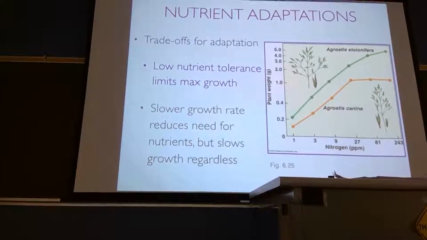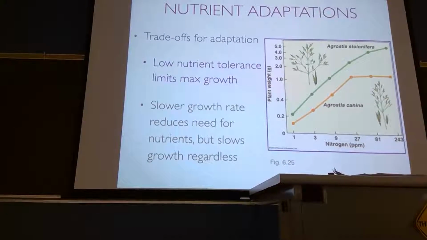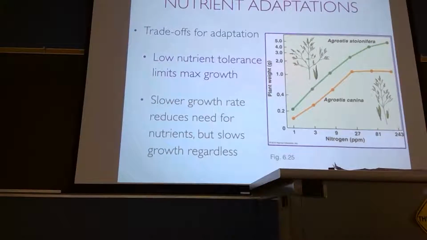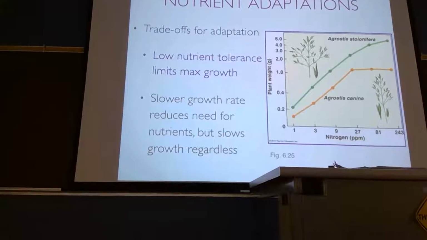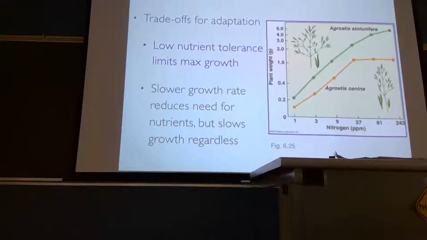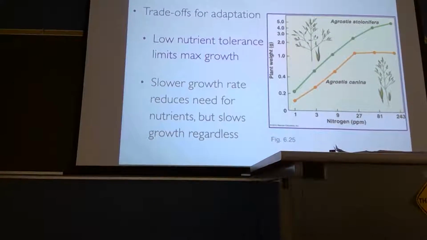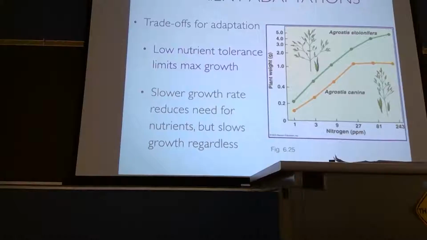It's very similar to the trade-offs with light, that if you're adapted for low light conditions, you can grow anywhere, but in high nutrient conditions, high light conditions, you'll be outcompeted by those species that are best adapted for those conditions. Okay. So low nutrient tolerance limits your maximum growth rate.